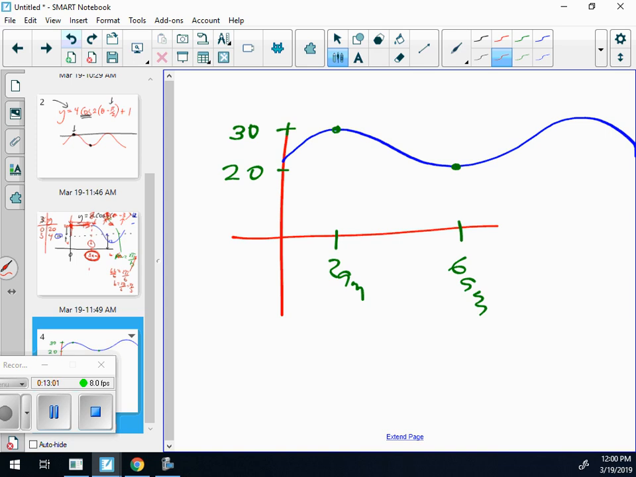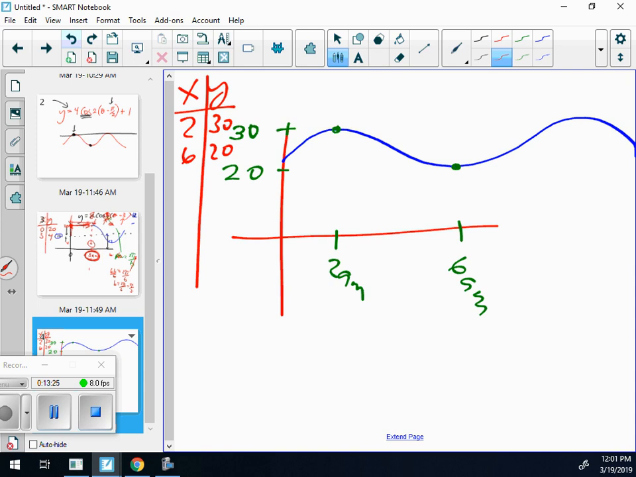I now just gave you 2 points. If I was saying it in terms of an XY chart, I'd be saying at 2 a.m. it's 30, and at 6 a.m., I don't need the a.m. part, I'll just write 6. 2 was 30, and 6 was 20. And then it would oscillate back and forth.